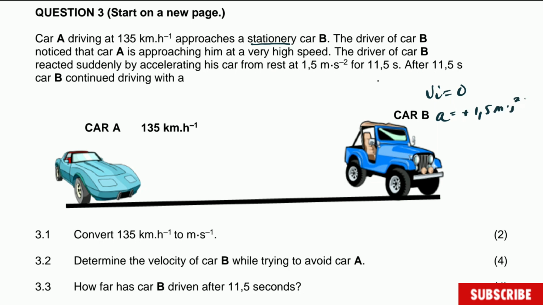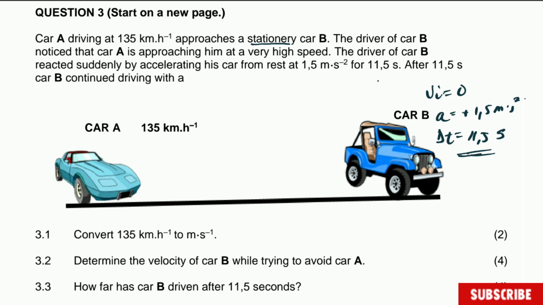It's positive because it's accelerating. The velocity is increasing in the positive direction for 11.5 seconds. So the time is equal to 11.5 seconds. And after 11.5 seconds, car B continues driving. Okay, so that is the question.